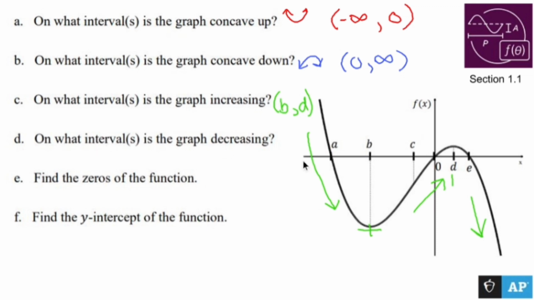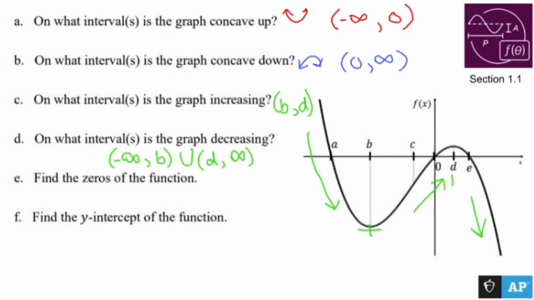On what intervals is the graph decreasing? Well, we already answered that. From negative infinity to B, and then increasing, and then from D to positive infinity. Now, we're not going to include those endpoints, but since there are two intervals, we say negative infinity to B, don't include it. This means union. That's when you have more than one interval. And then it's also decreasing from D to positive infinity.